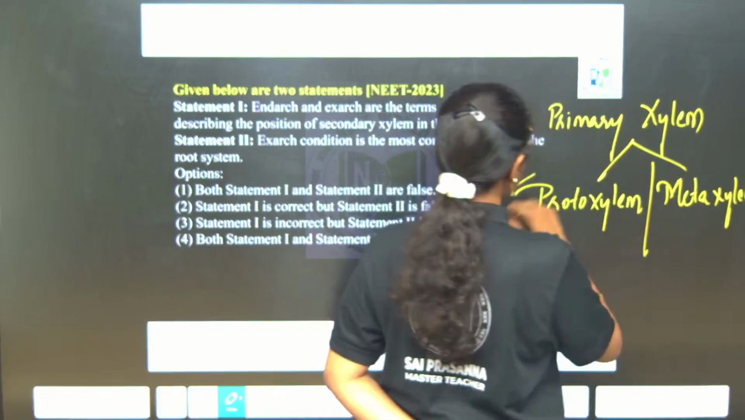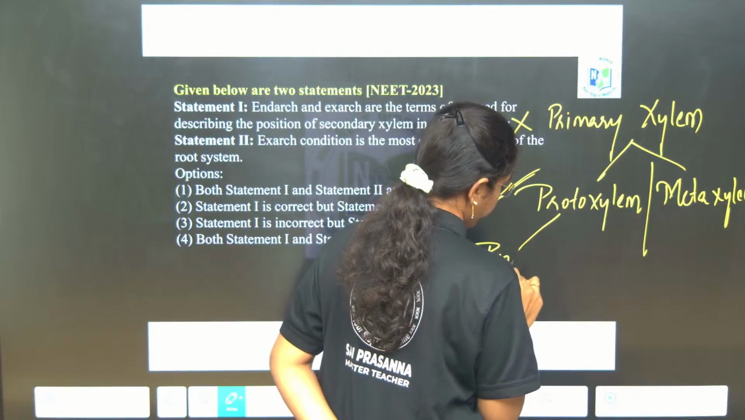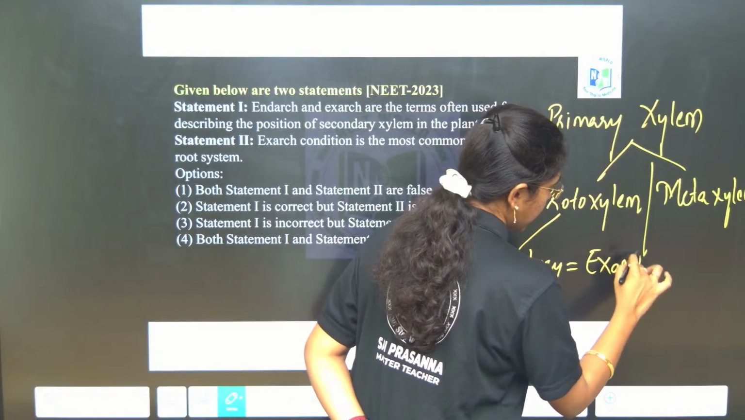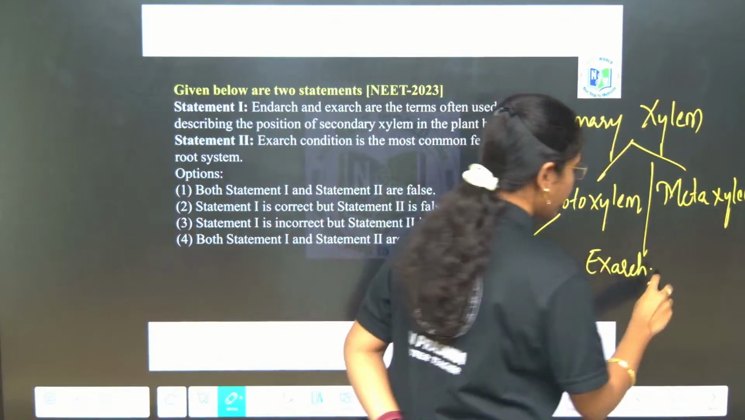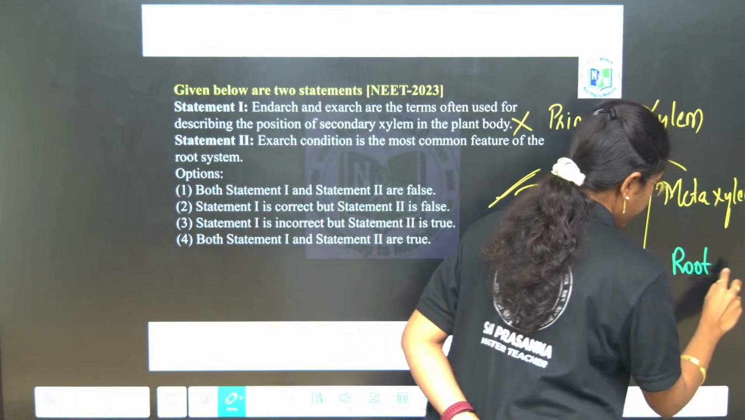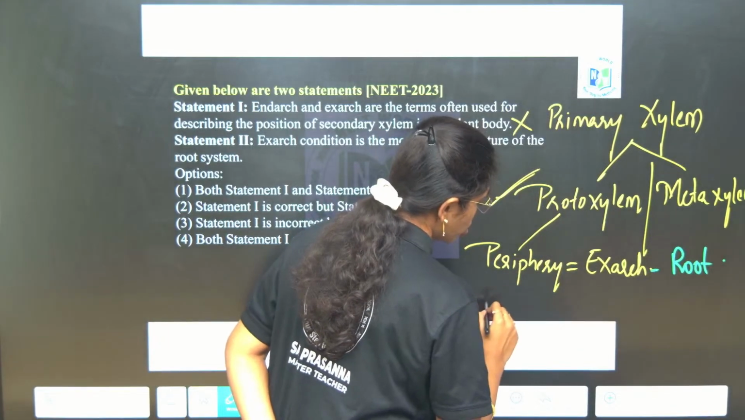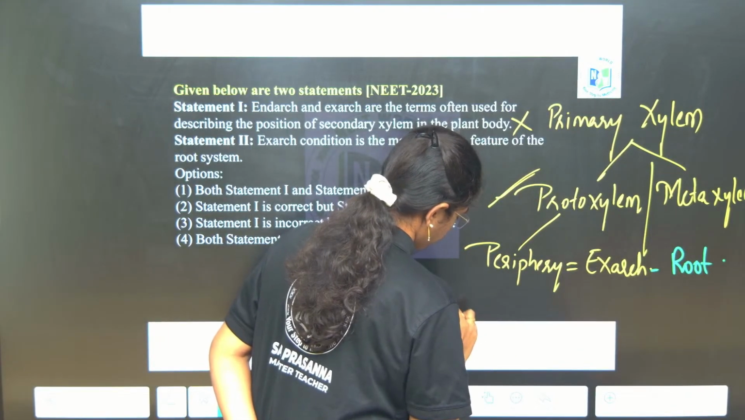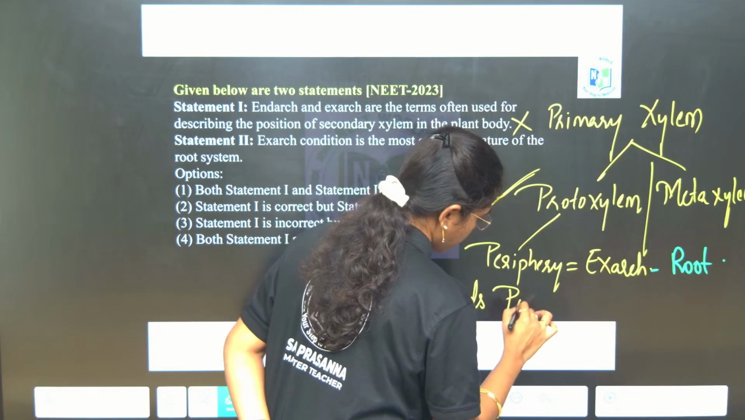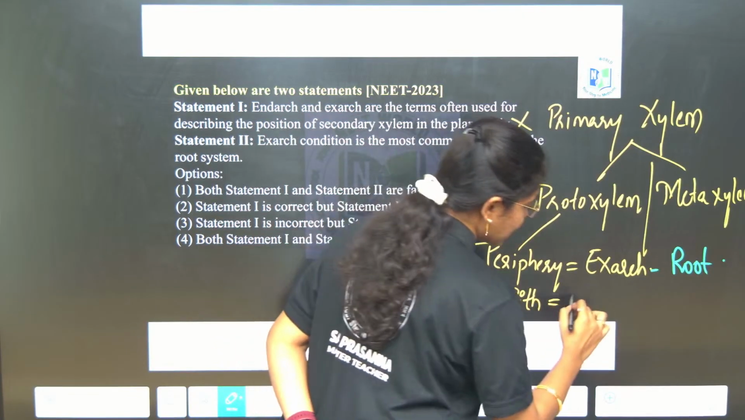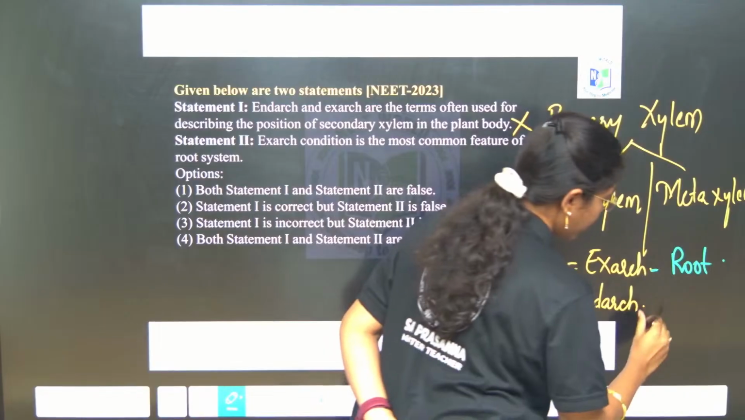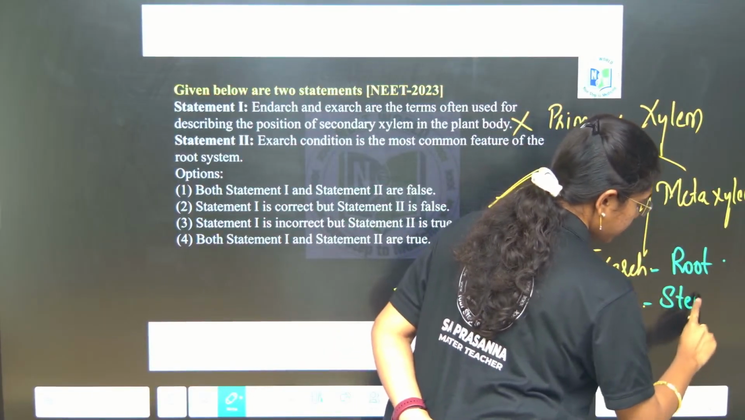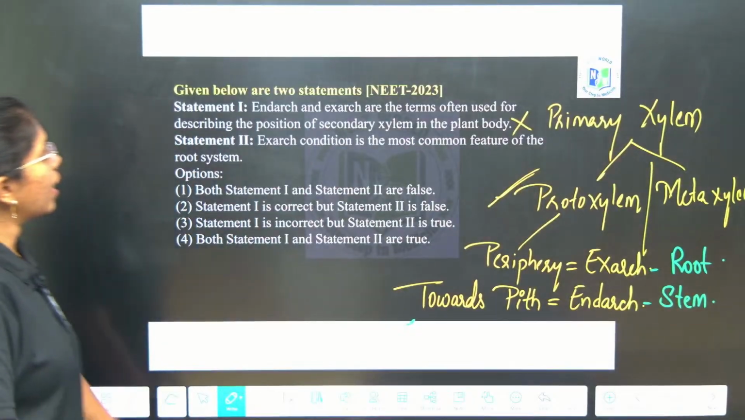If protoxylem is towards the periphery, it is exarch. Yes or no? Seen in root or stem? Good. If protoxylem is towards the pith, it is called endarch. Fine, observed in? Got it? So statement 1 is wrong.